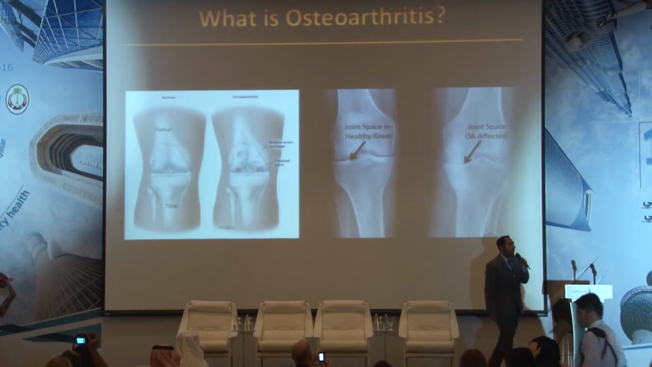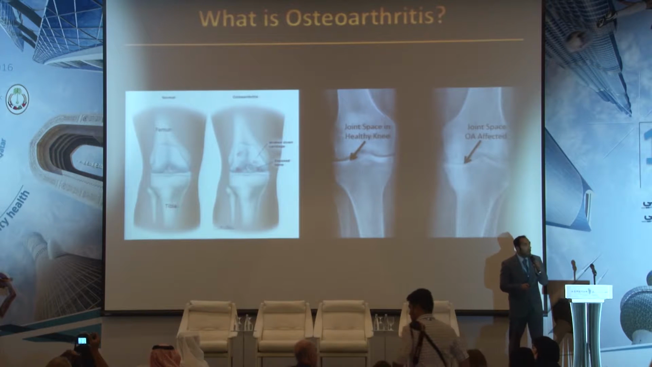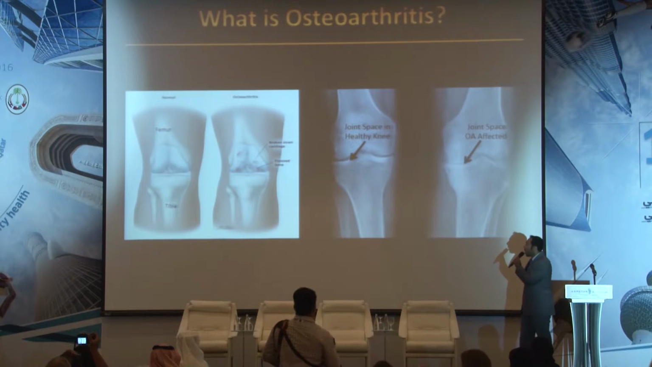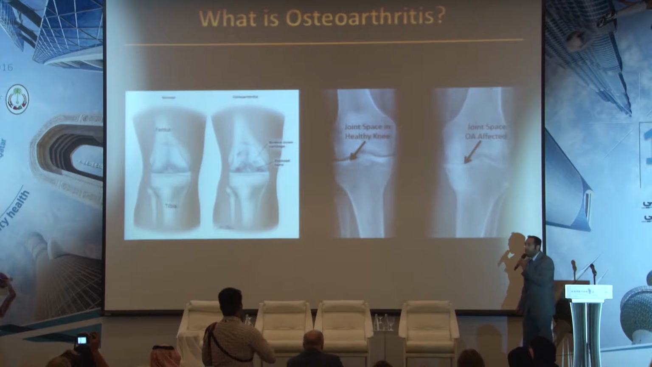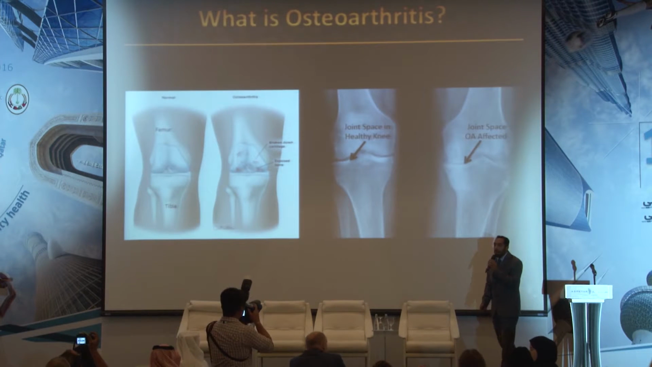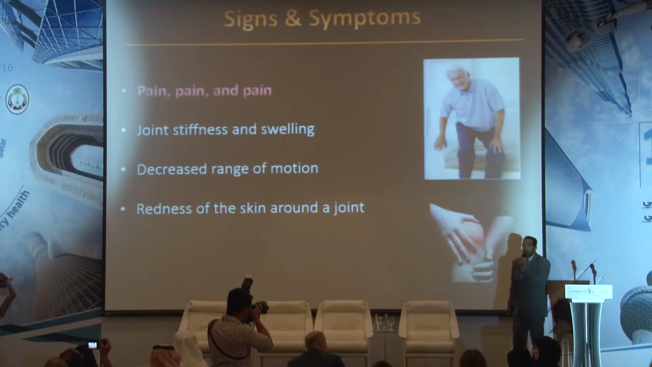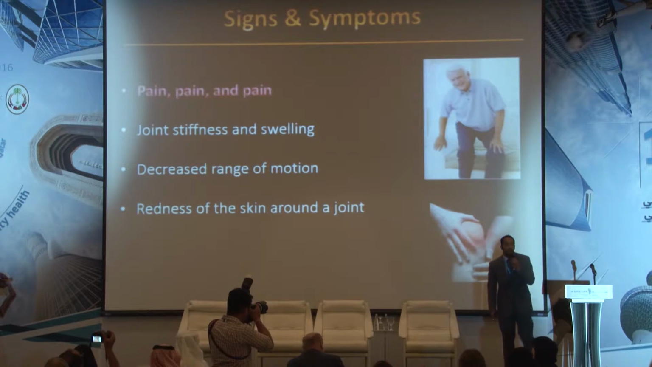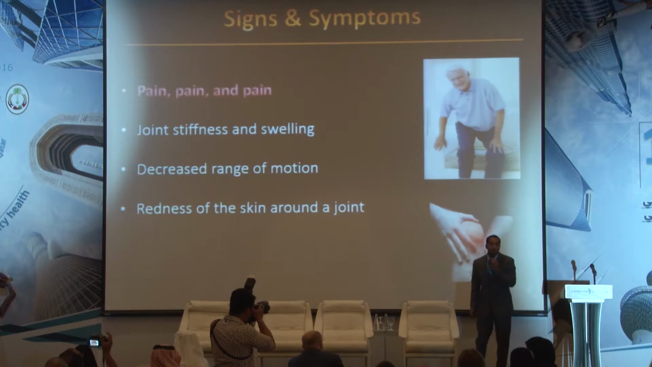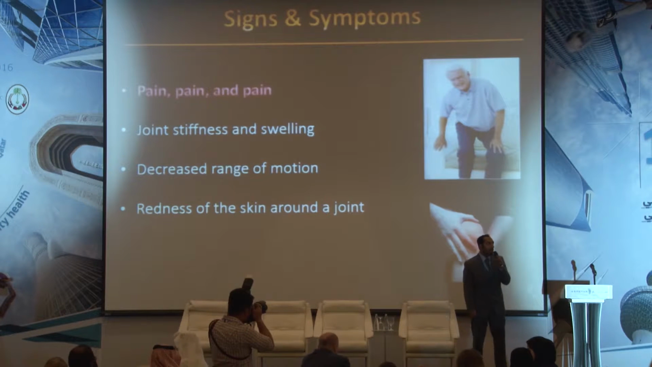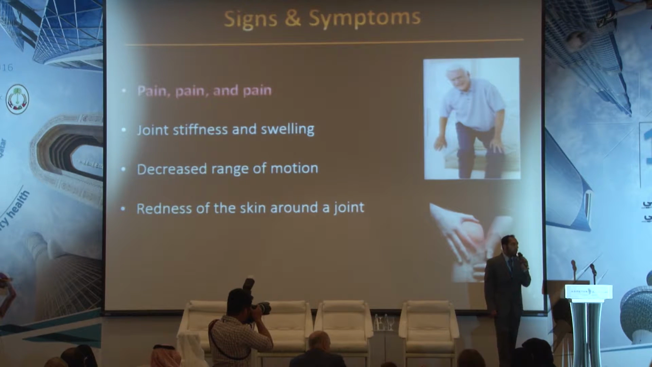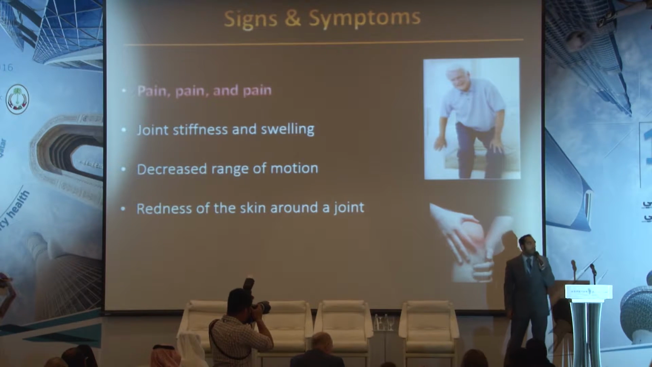And imagine if you have this kind of knee, if you try to move this knee to do any physical activity, it's going to cause a lot of pain. That is why one of the most common symptoms for people with osteoarthritis is pain. This pain usually happens when you try to move the joint, as well as joint stiffness and swelling, decreased range of motion, and redness of the skin around the joint.